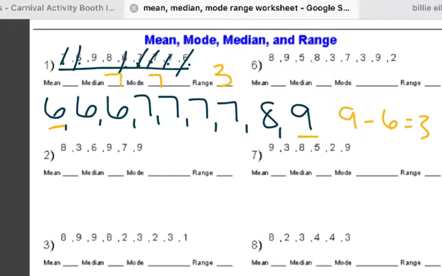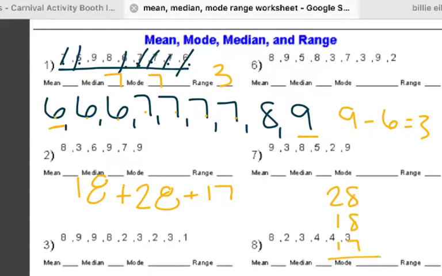Now, my mean, I have to add up all these numbers and divide by how many there are. So 6 plus 6 plus 6 would be 18. 7 plus 7 plus 7 plus 7 would be 28. 8 plus 9 would be 17. So I'm going to add 28, 18, 17. 8 plus 8 is 16. 16 plus 7 would be 17, 18, 19, 20, 21, 22, 23.